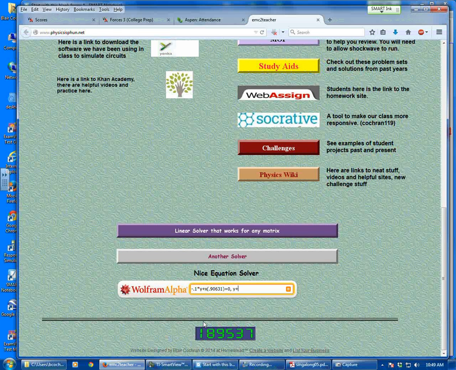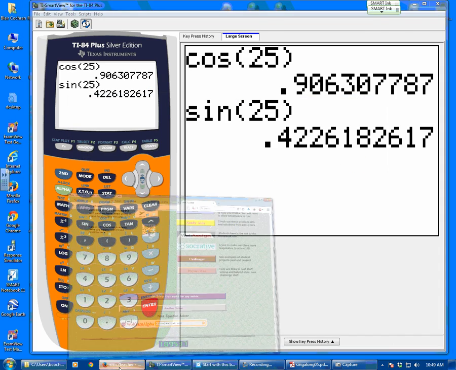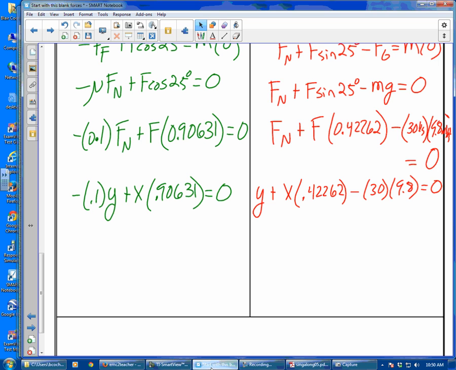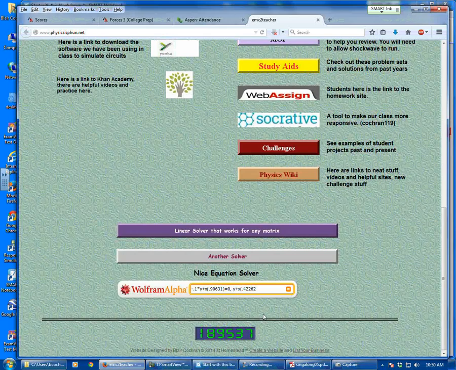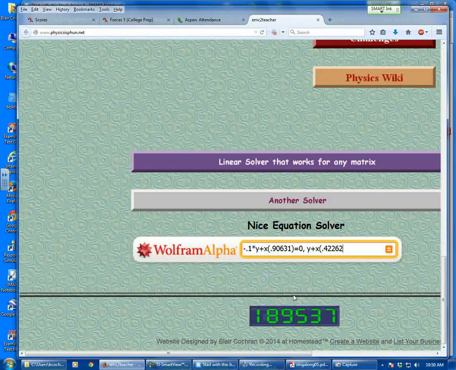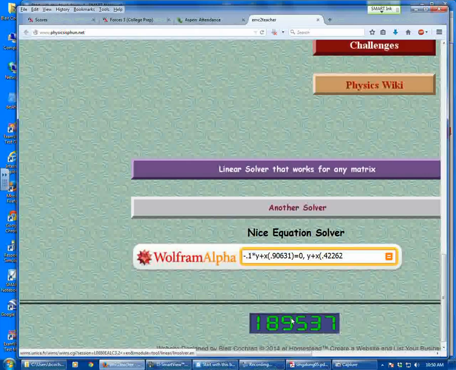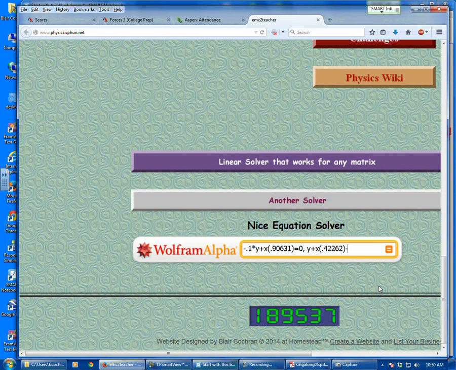either that or multiplication symbols. 0.42262. The asterisk, comma, space. Yes, you do. I'll make mine larger so you can see what I'm typing. How's that? Better? Minus 30 times 9.8 equals 0.